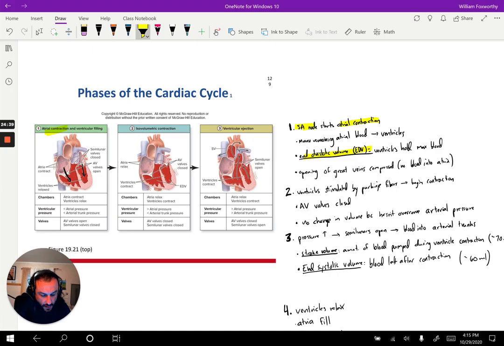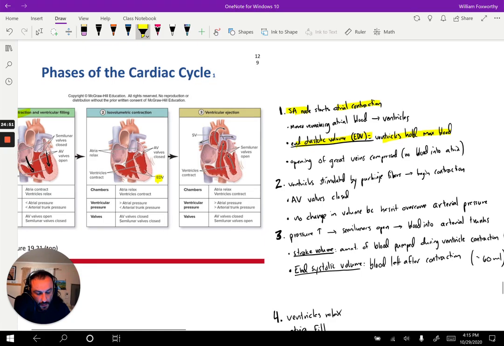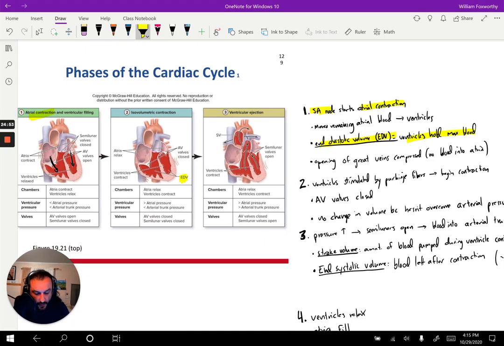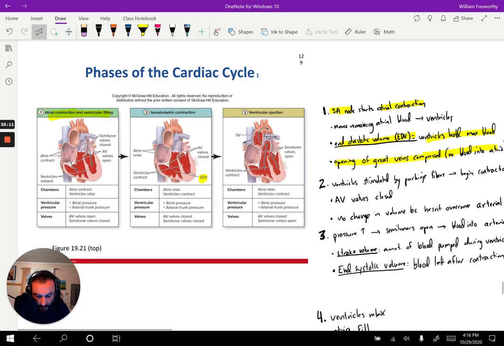You could measure then the end diastolic volume. Diastole is a relaxation and systole is the contraction. So the end diastolic volume would be when the ventricles hold their maximum amount of blood. It's the end of their relaxation phase, so they are receiving as much blood as possible at that point from your atria. During this atrial contraction and ventricular filling phase, the opening of your great veins is compressed, and so no blood is coming into your atria.